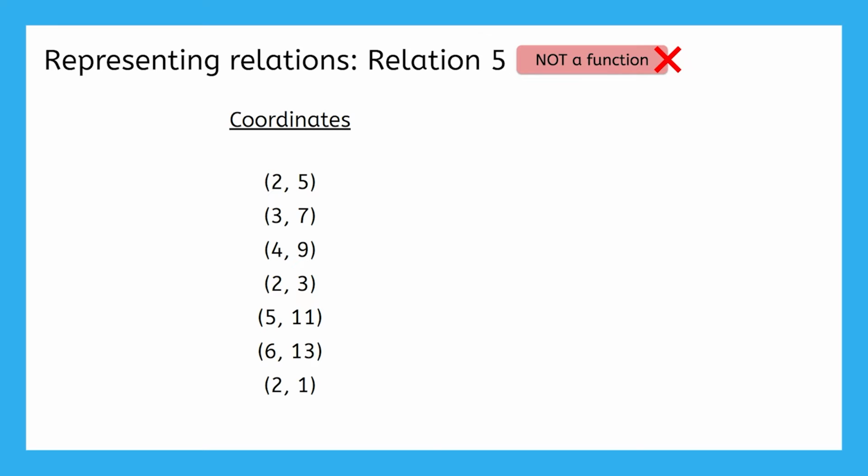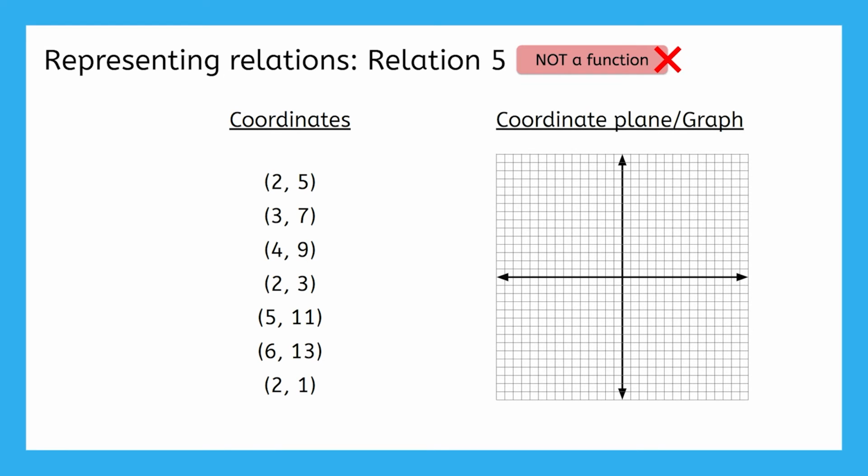Let's keep working with this relation that we now know is not a function. Since a relation can be represented as coordinates, well, then that means that a relation can also be represented on a coordinate plane as a graph. Let's plot these coordinate points on our graph and see what happens. Remember, the x-coordinates are our inputs, and the y-coordinates are our outputs.